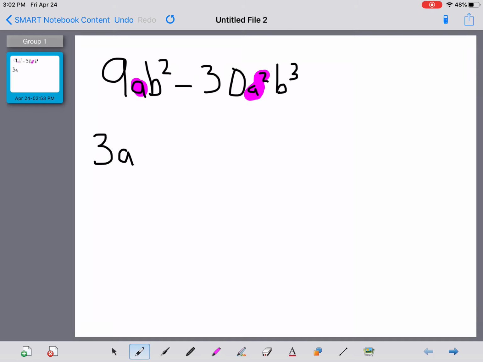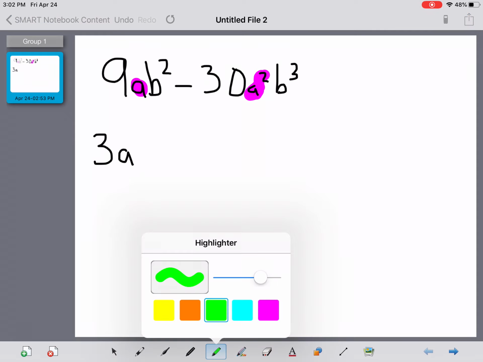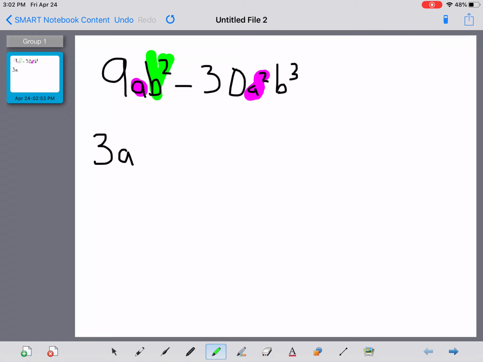Now let's look at the b's. So there's 2 b's in the first term and 3 in the second. So there's at least 2 in both of them. So I'm going to divide out b to the second. So I'm just thinking, what do they have in common? Well, they have 2 copies of b in common. And that's going to be my greatest common factor.